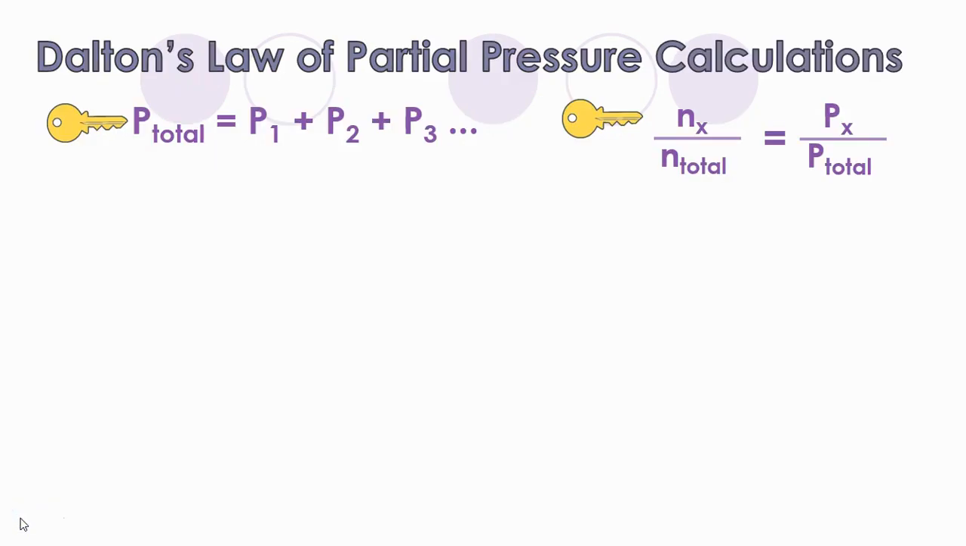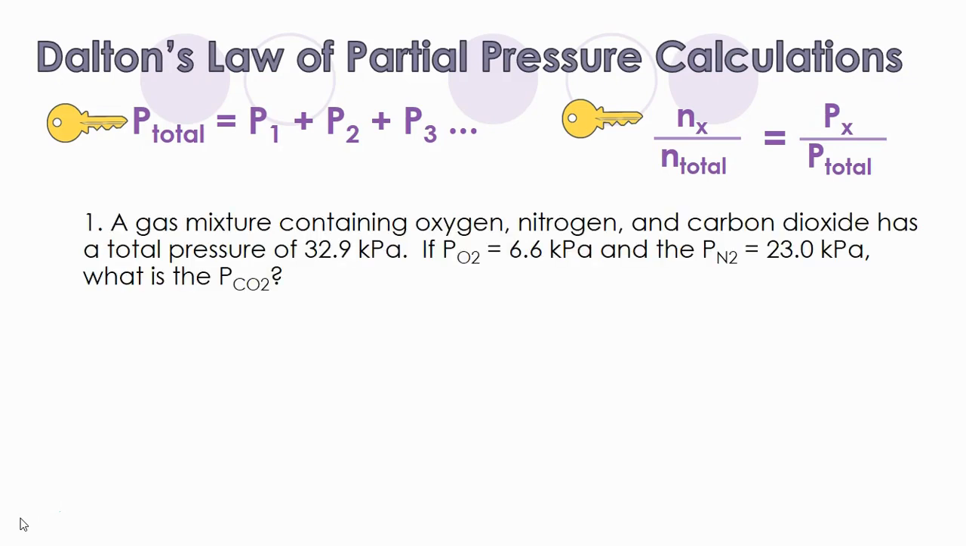Let's take a look at some calculation problems. So we know Dalton's law of partial pressure, and we have two key formulas that we can use. Example 1 says a mixture of gases contains oxygen, nitrogen, and carbon dioxide. It has a total pressure of 32.9 kilopascals. If the partial pressure of oxygen is 6.6 and the partial pressure of nitrogen is 23.0 kilopascals, what is the partial pressure of CO2? So from Dalton's law of partial pressure, we have the total pressure.